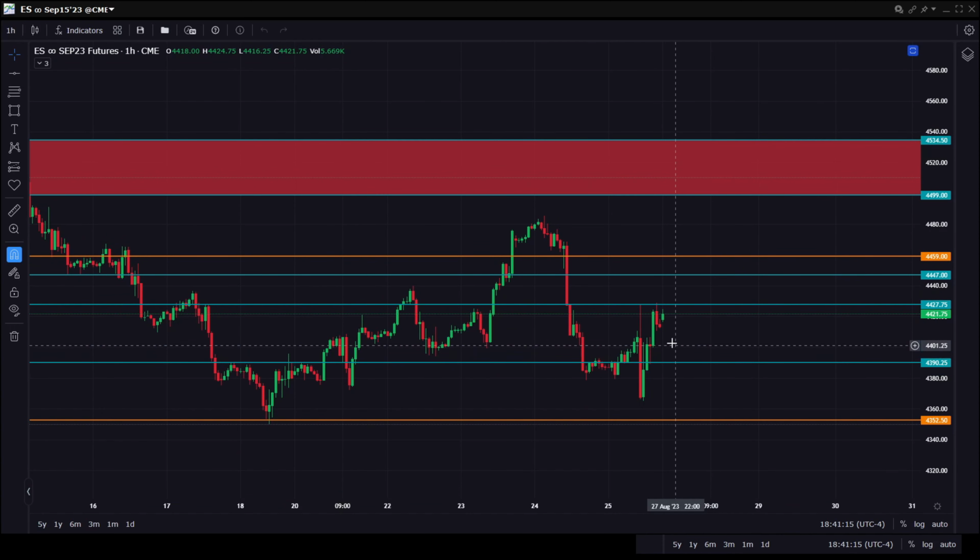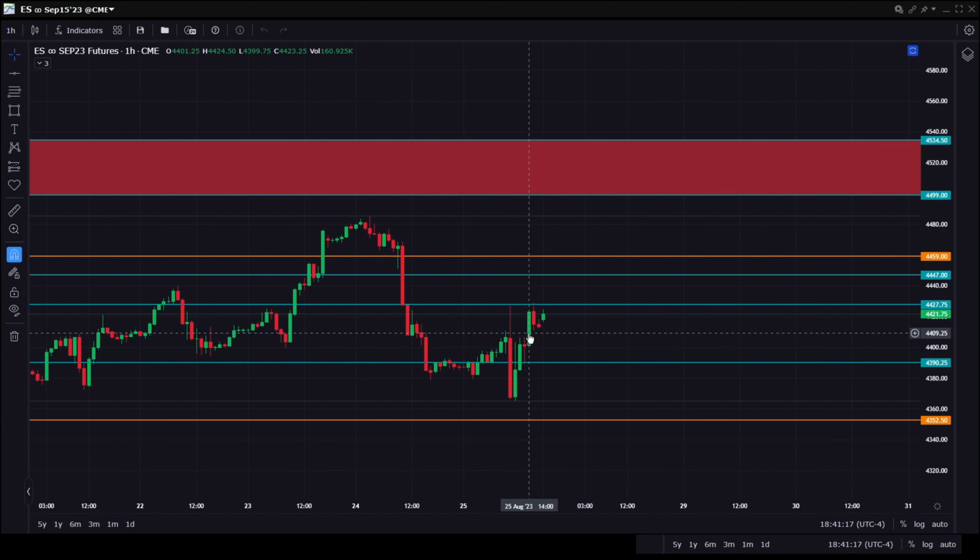This week I wanted to see if we do in the first few days of the week stay within this range at 4427.75 and the bottom of that range at 4390.25. I'm not too much interested in setups inside this range. I like to see if we start breaking out of this range. These gold levels are my main targets for the week.